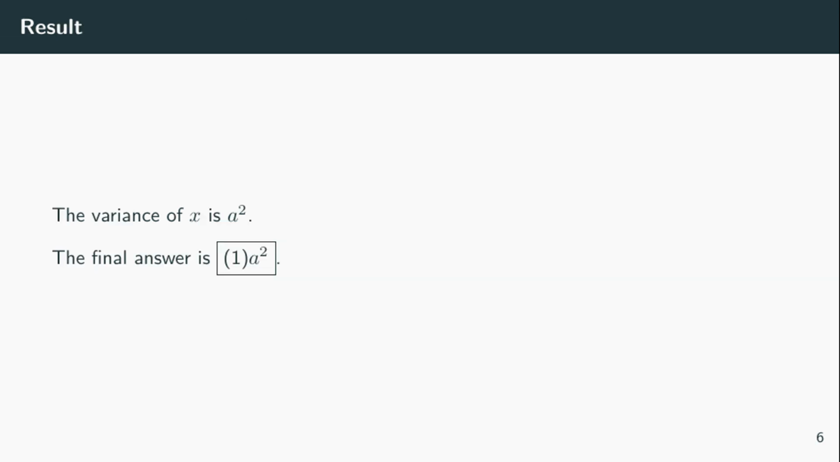So based on our calculations, the variance of x is a squared. Looking back at our options, this matches option number 1. The final answer is a squared.